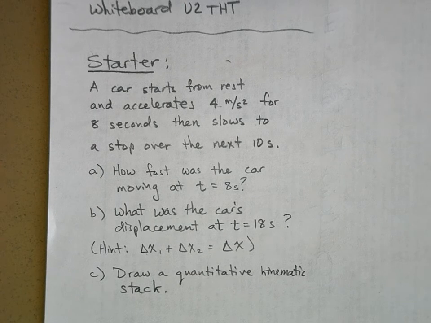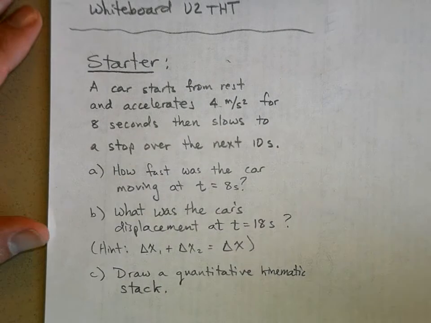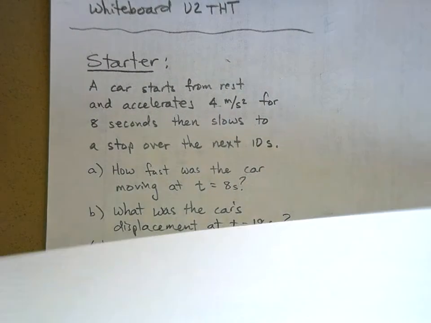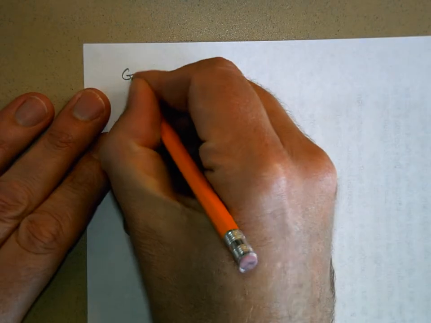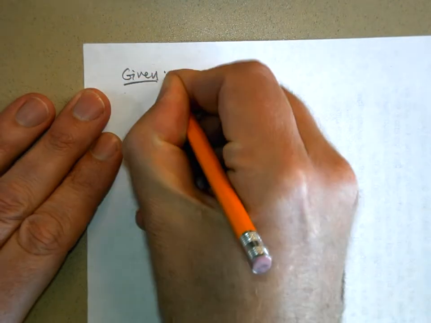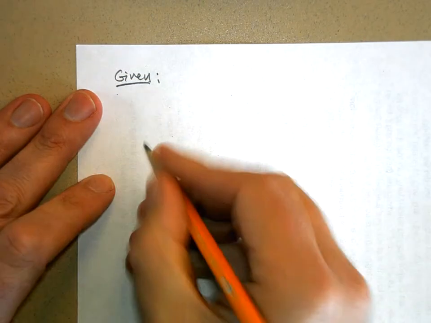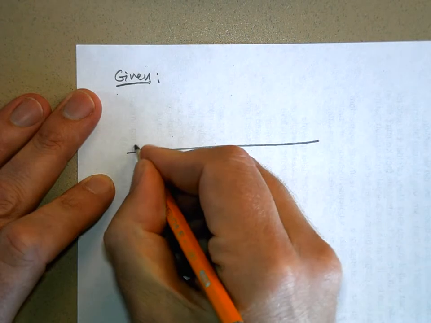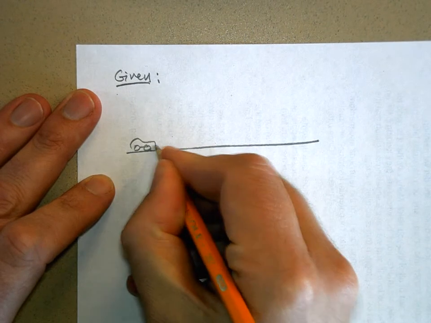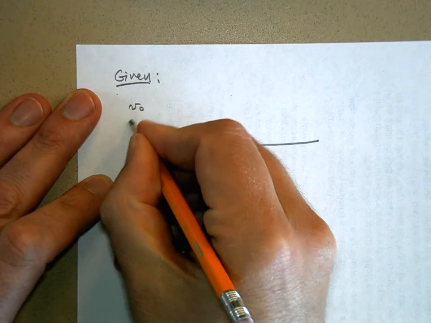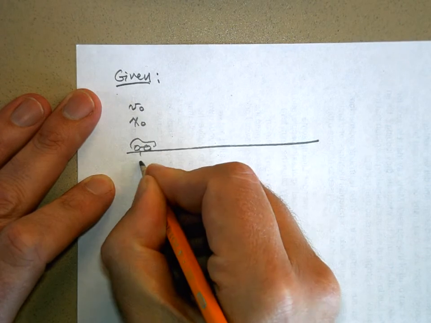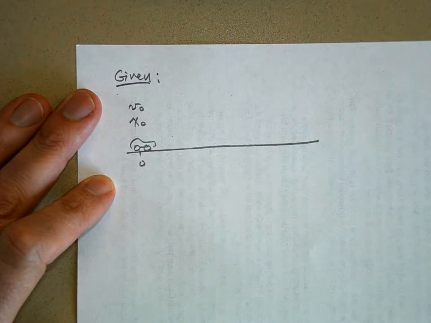Okay, hopefully you've unpaused it. And let's solve this problem. Okay, so what are we given? All right, always draw a little sketch. And so our little car, it said in the problem, it's starting at 0, and we'll say that the position starts at 0 right there.